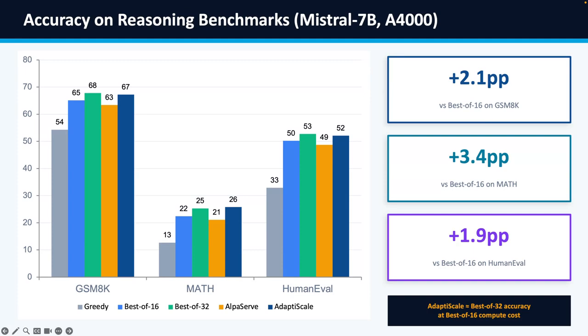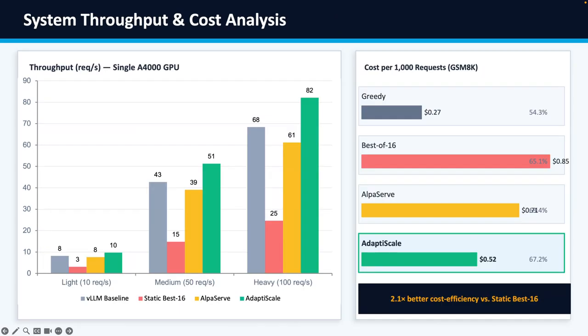It actually helps. Accuracy tells only half of the story. Let's look at the throughput and the cost. The left chart shows throughput in requests per second at three load levels: light at 10 requests per second, medium at 50 requests per second, and heavy at 100.